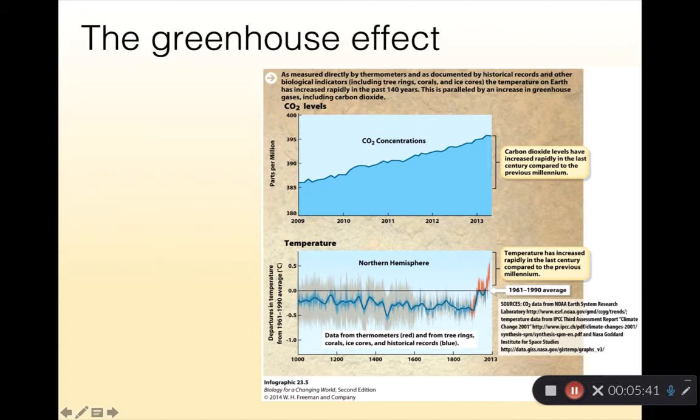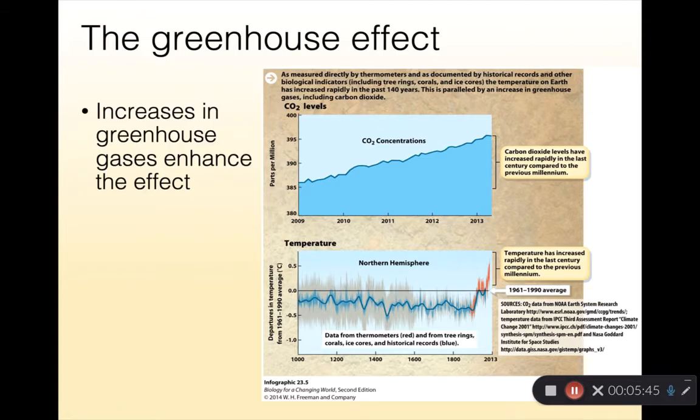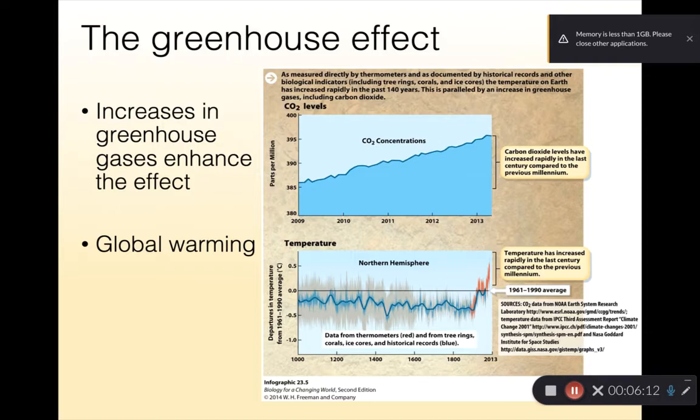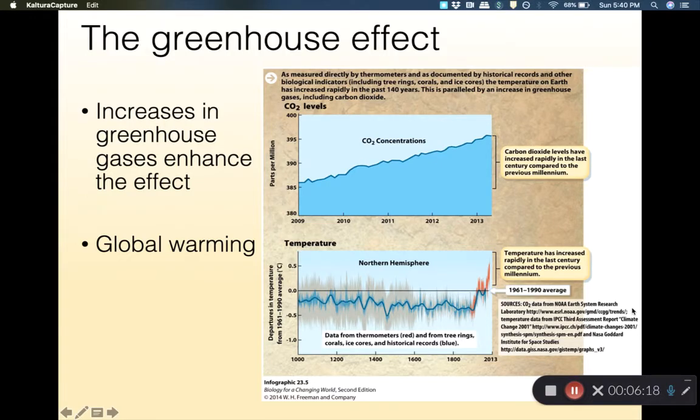When we're thinking about the greenhouse effect, we want to understand that it is a natural process. However, there are things that can impact or enhance this natural process, and that's where we start to get into understanding CO2 concentrations. Increases in greenhouse gases enhance the greenhouse effect, and that ultimately leads to global warming because we have more heat trapped in the atmosphere. That trapped heat is ultimately what is causing global warming. And by global warming, all we're talking about is an increase in the Earth's temperature, nothing more.